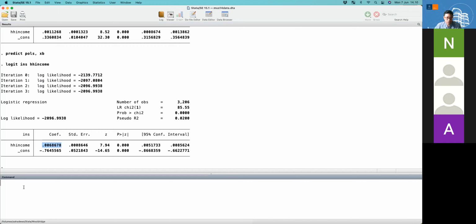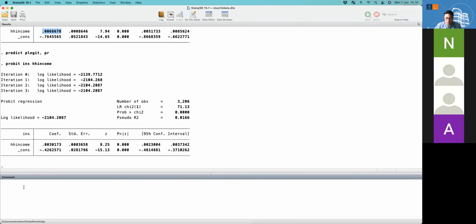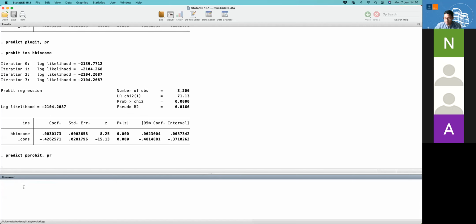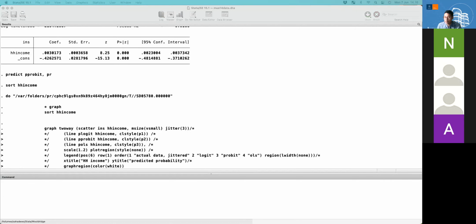So let's give it a name. We're going to predict here P Logit, the probability. And then we're also going to do Probit, insurance, and then household income. In this particular case, we do predict Probit, and then the probability. All right. I'm just going to do some sorting just to make sure that we have the correct graph. And now we can do the graphing.